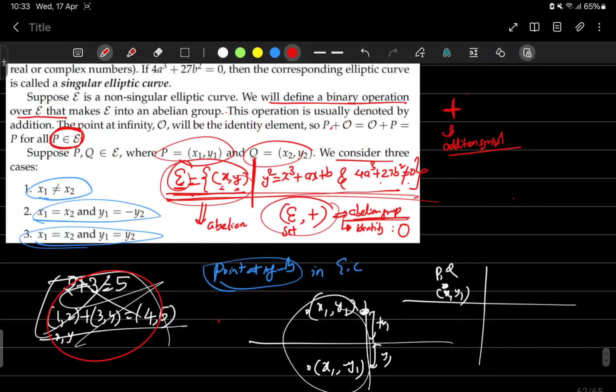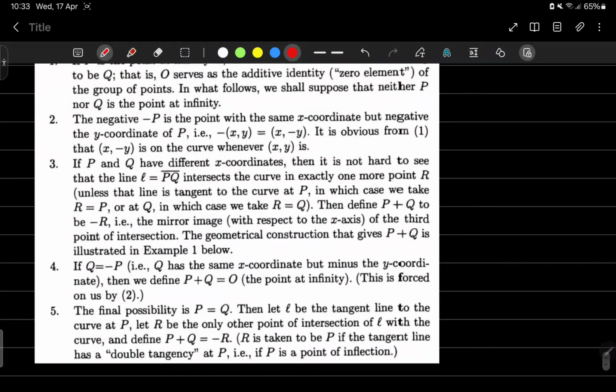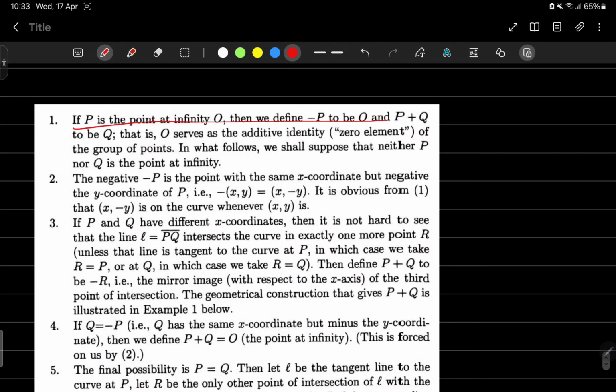So here I explained about, let's say, P plus Q. I explained how the plus works when P, Q is in the first case. So what about the second case, third case, that we will see here. Okay, let's learn, means study, one by one.